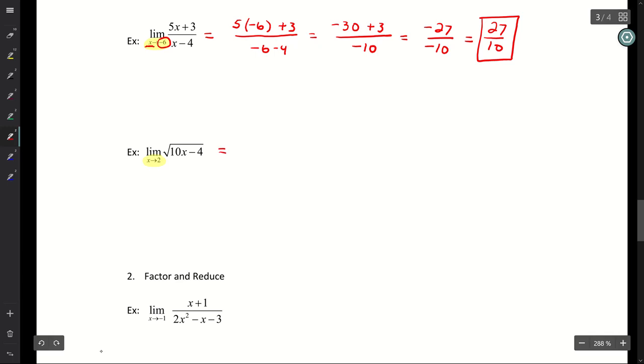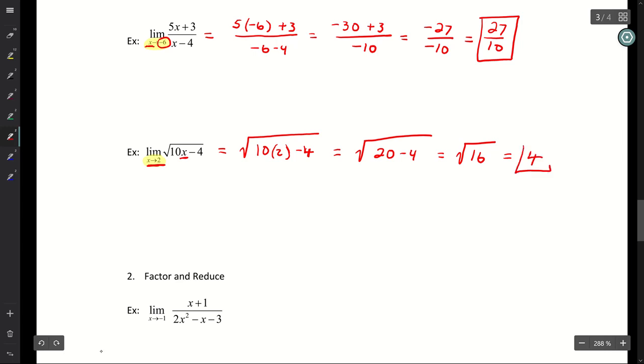So if you don't have any problems, you can just take this x value and plug it directly in for your x's and get rid of your limit. So 10 times 2 minus 4. We're getting rid of our limits immediately because we're plugging in immediately. So we're going to have 20 minus 4 under the root. So that will give us 16 under the root. Square root of 16 is 4. No problems.